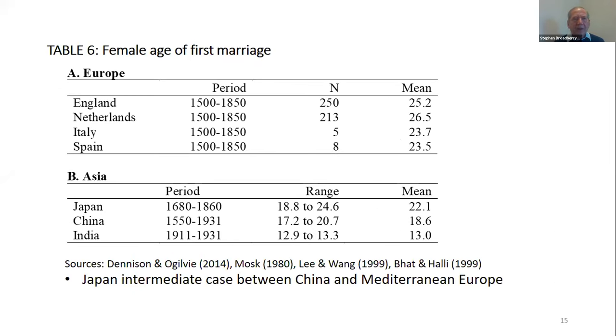As I say, this is underpinned by the age of first marriage amongst females. In England and the Netherlands, it's about 25 or 26. 23, 24 in Mediterranean Europe, and in the large Asian economies, China and India, very much lower: 18.6 in China, 13 in India. And again, interestingly, Japan is an intermediate case, rather closer to the European marriage pattern at 22.1.